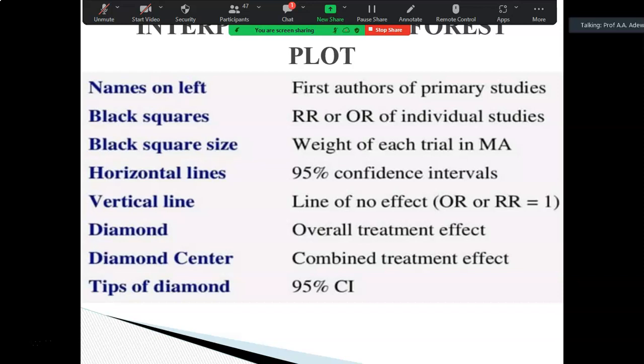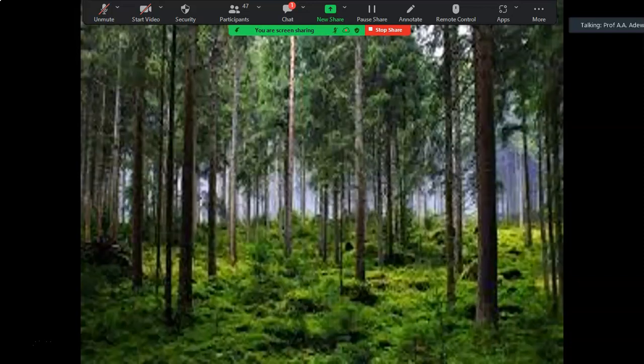And the vertical line is the line of no effect, where the odds ratio or the risk ratio is equal to 1. Then the diamond is the overall treatment effect, and the center of the diamond is the combined treatment effect, while the tips of the diamond represent the 95% confidence interval.